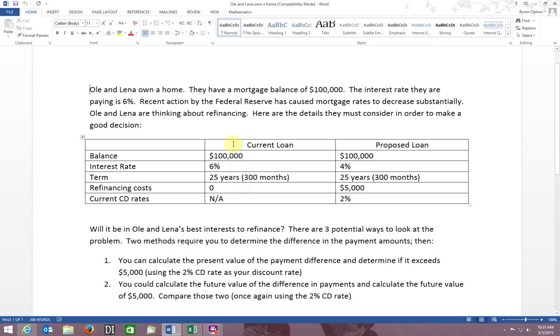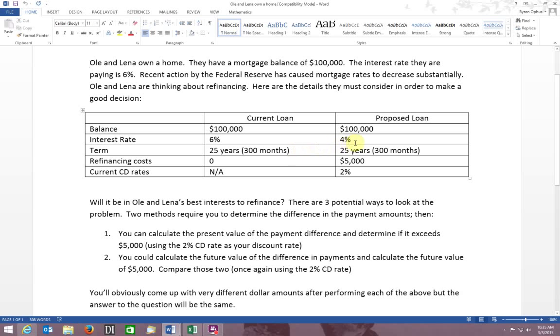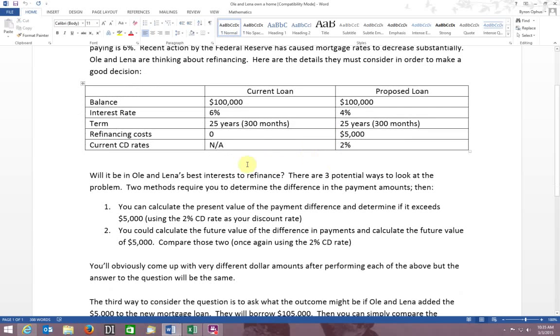I've said Ole and Lena, they own a home. They owe about $100,000 on it. They're currently paying 6%. Interest rates have come down. They can refinance for 4%, which is about what we saw, right? Okay. Will it be in Ole and Lena's best interest to refinance? There's 3 potential ways to look at the problem. Okay, and that's because there are 3 different ways to kind of look at it.